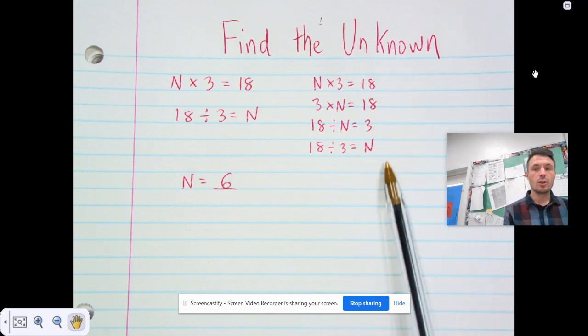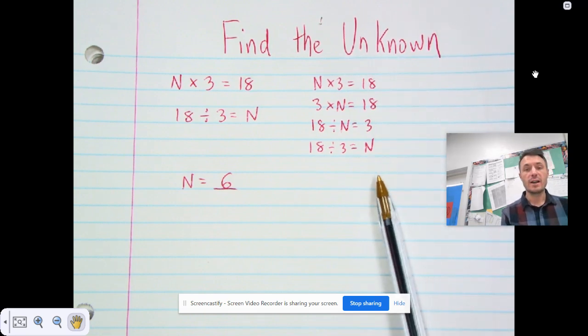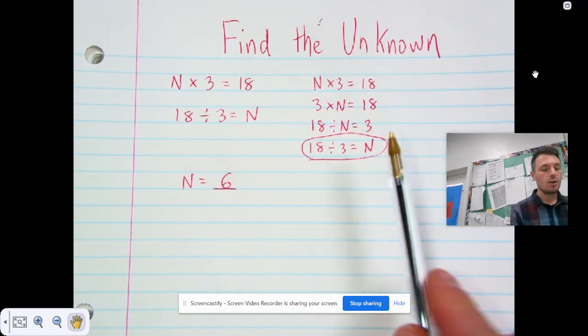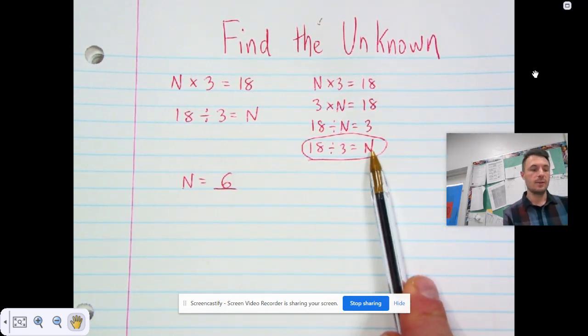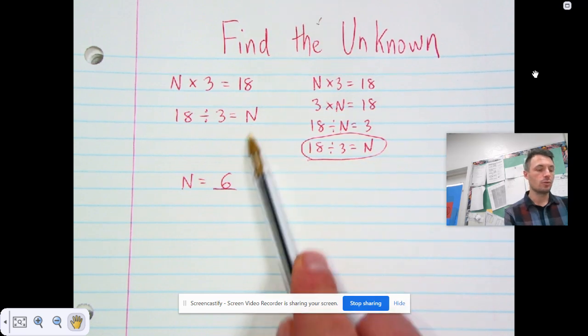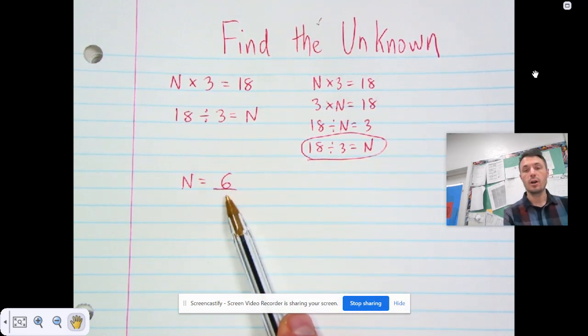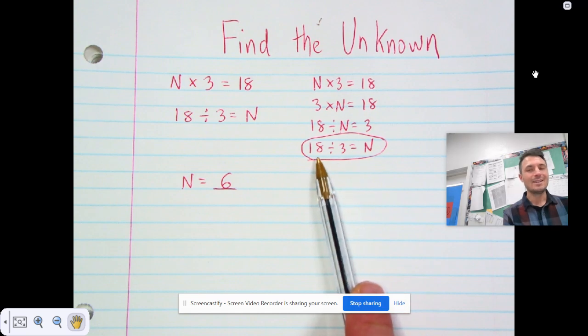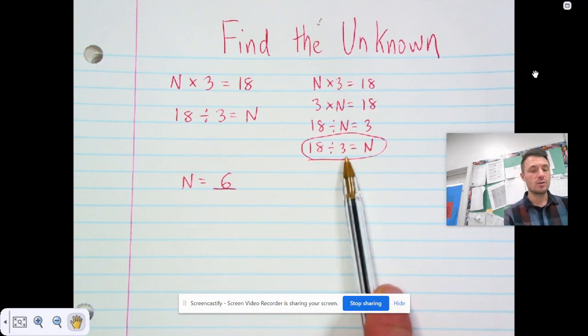Once you've created your fact family, you just pick whichever one has the unknown on the right side of the equal sign, and that's what you use to find the value of your unknown. 18 divided by 3, that means 18 divided into or separated into 3 equal parts equals 6.